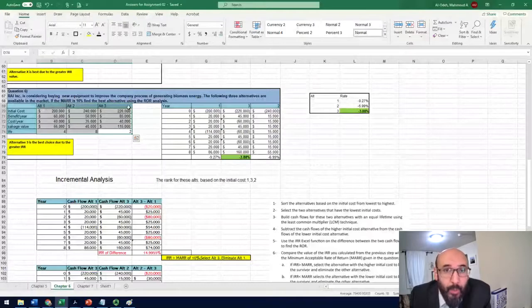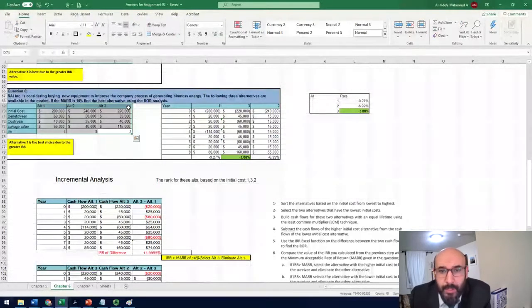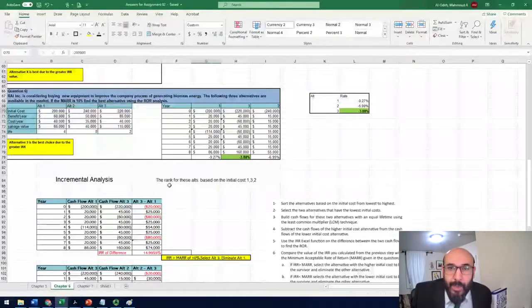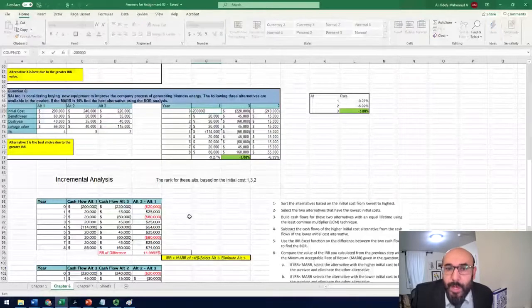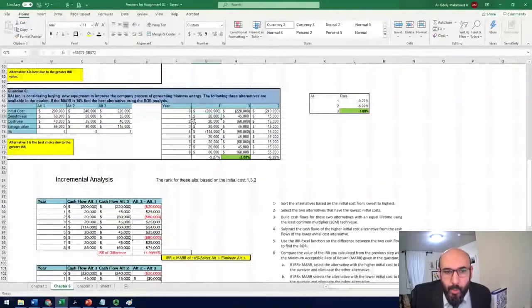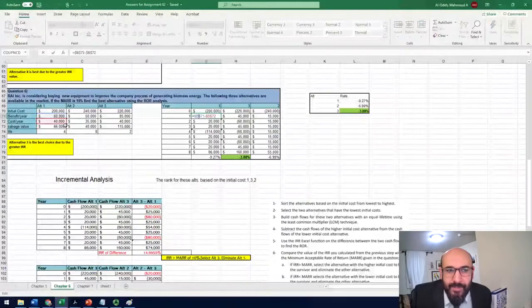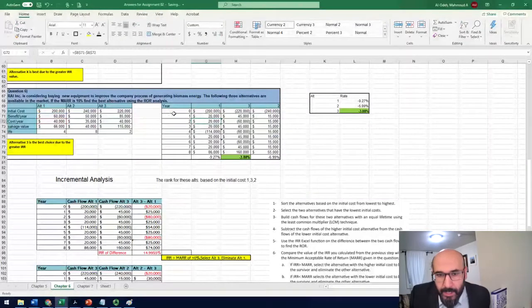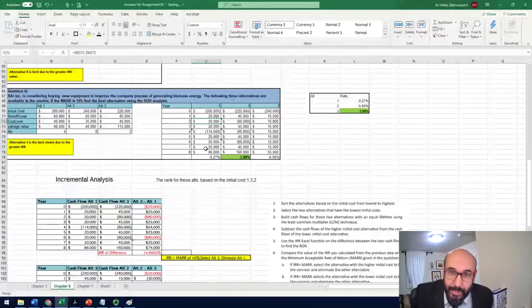So what you would do, the first thing is build the cash flows for these three alternatives. So I'm going to start with alternative 1. We have an initial cost of 200,000. So this is going to be a negative 200,000 for year 0. And then on year 1, we're going to subtract the cost per year from the benefit. That would result in a net cash flow of 20,000. Let me stop right here. And the same thing for years 1 to 8. This is going to be constant.